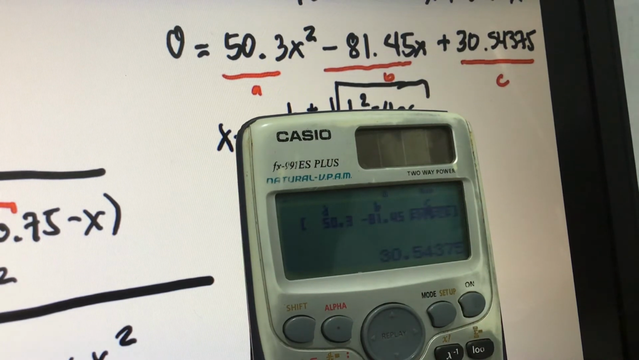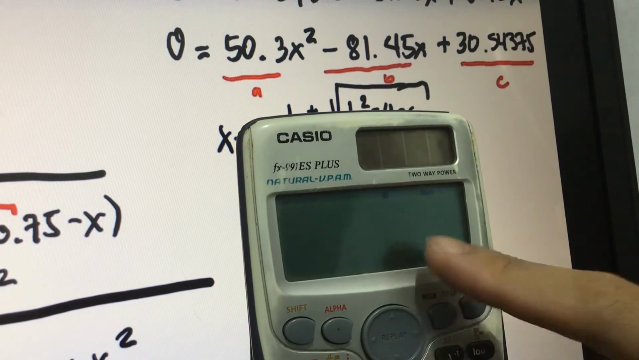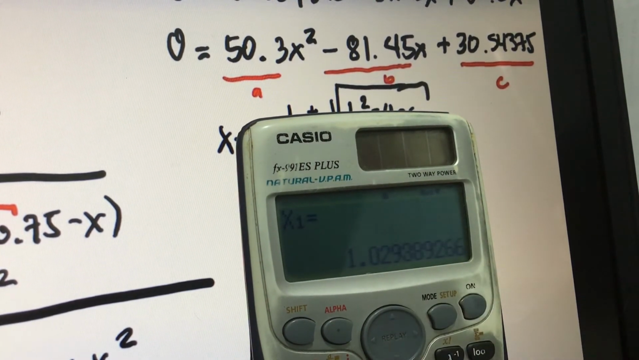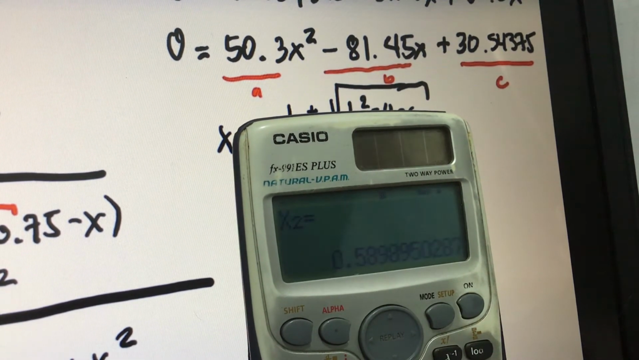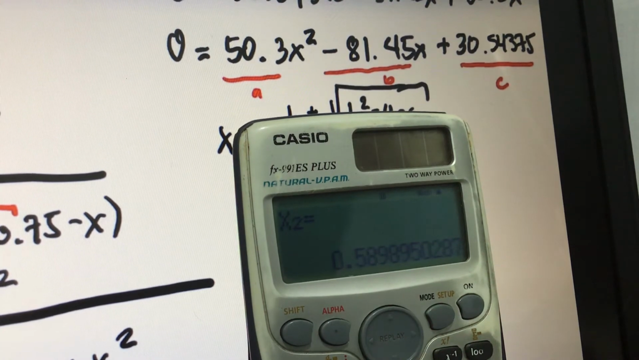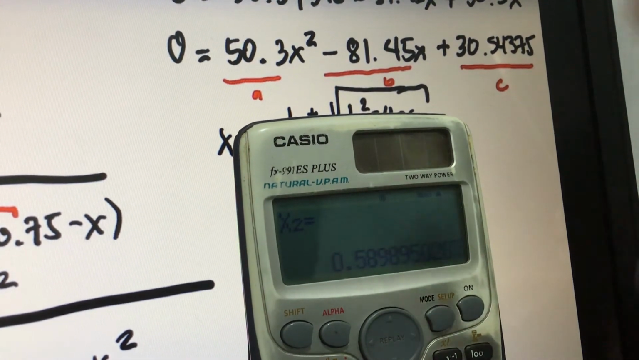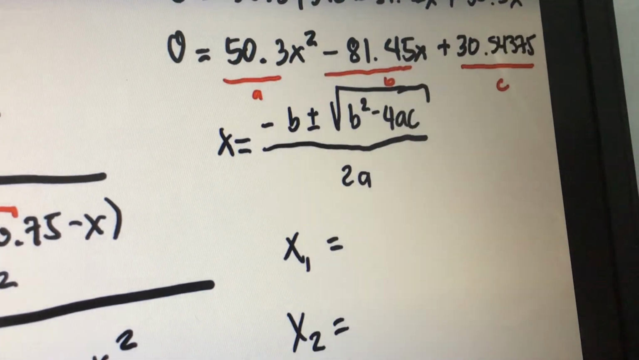It will give you the first value for x. This is the first root for x in our quadratic equation. And this is the second root, or the second value of x, of the equation. So that is what we actually solved in the problem.